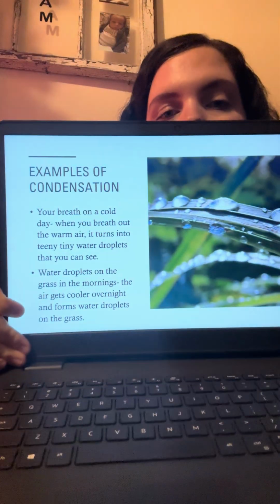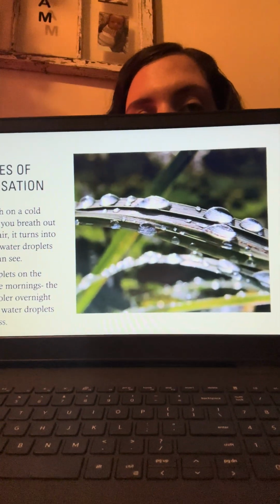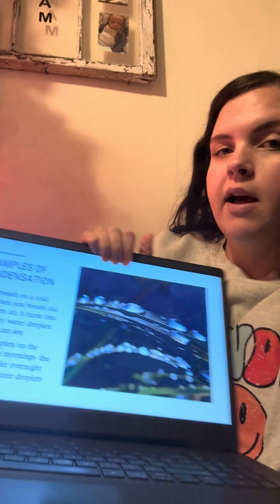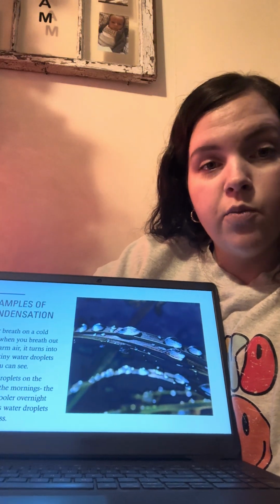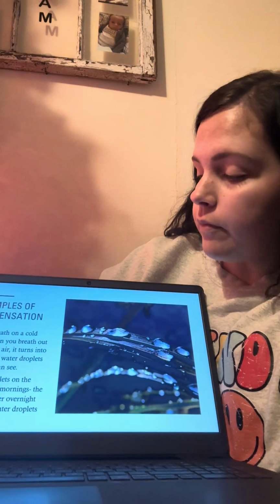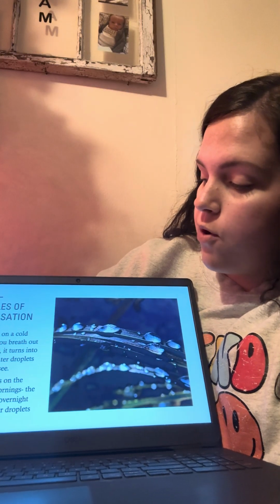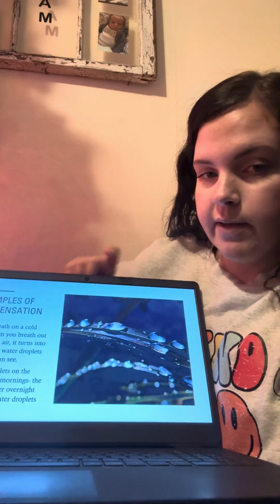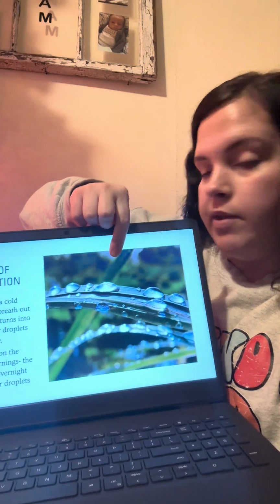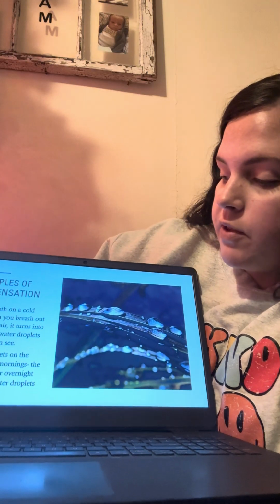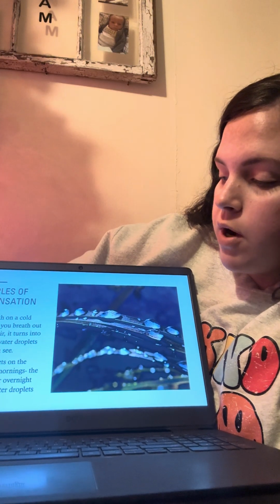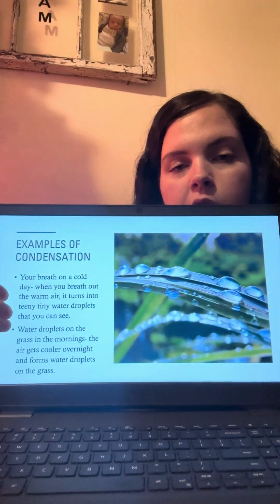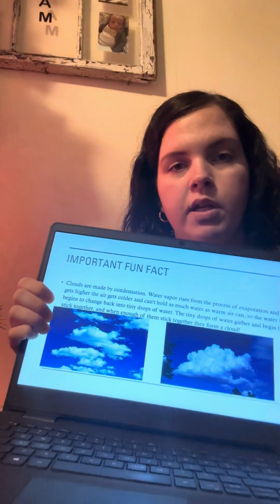This slide is going to be examples of condensation that you have probably already witnessed before. The first one being whenever you can see your breath on a cold day. Whenever you breathe out the warm air, it turns into teeny tiny water droplets that you can see. And then next, which is shown in this picture, water droplets on the grass in the mornings. The air gets cooler overnight and forms water droplets on the grass. Those are both examples of condensation.